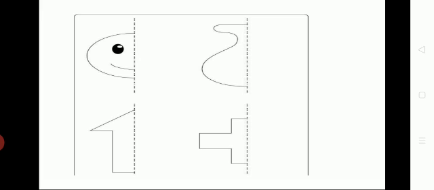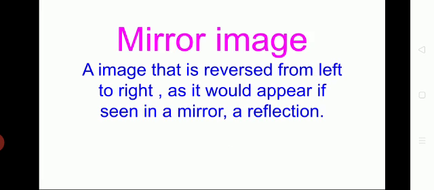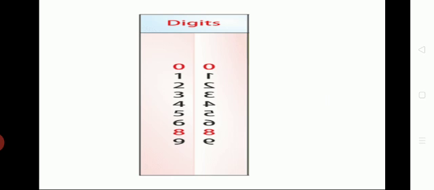This is called a mirror image. So what is meant by mirror image? An image that is reversed from left to right as it would appear if seen in a mirror, a reflection. So look here at the digits 0, 1, 2, 3, 4, 5, 6, 8, 9. The digits are reversed from left to right. So it is a mirror image.